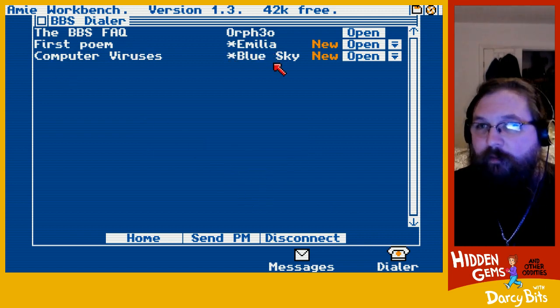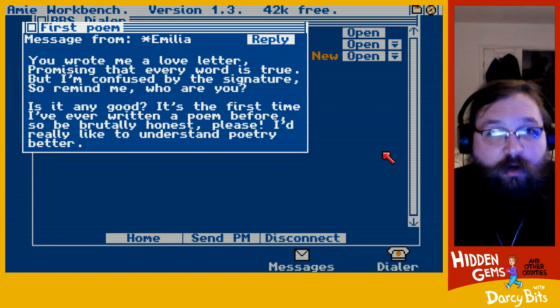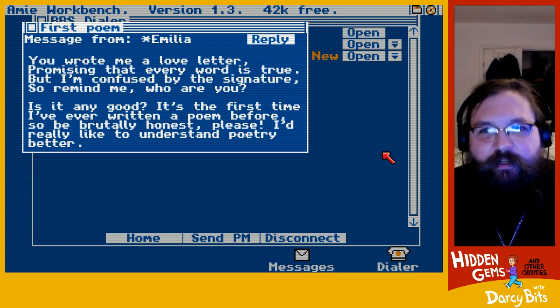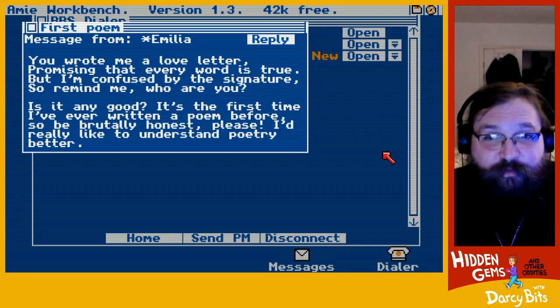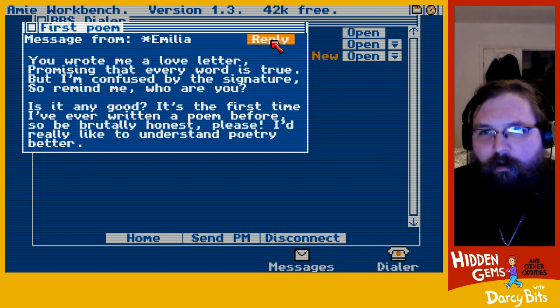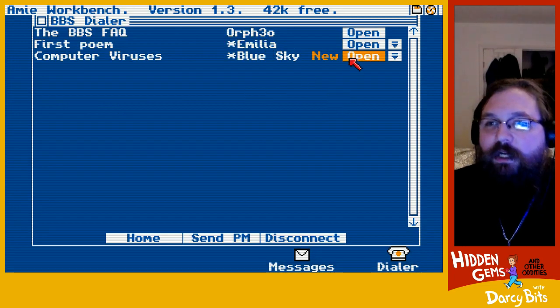First poem by Amelia. You wrote me a love letter promising that every word is true, but I'm confused by the signature, so remind me, who are you? Is it any good? It's the first time I've ever written a poem before, so be brutally honest, please. I'd really like to understand poetry better. All right, let me tell you what I really think. And computer viruses by Blue Sky.